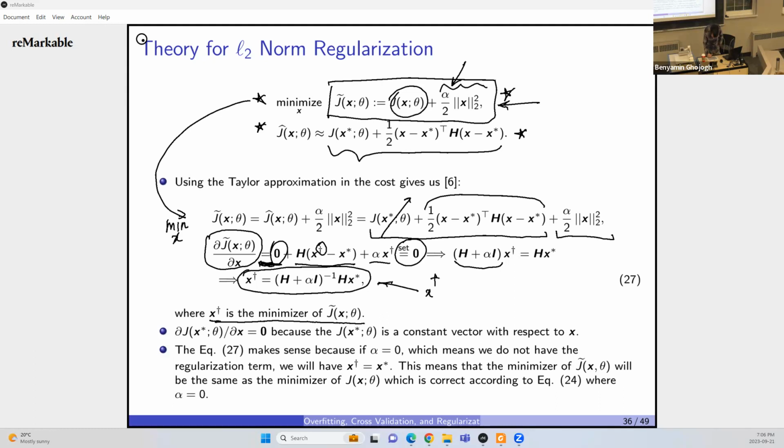Let's calculate it. X dagger becomes H plus alpha I inverse. Sorry, there is no alpha. So it becomes H inverse H X star. What is H inverse H? Identity. So it became X star. So this minimizer of J tilde, which was X dagger, became equal to the minimizer of J, which was X star, as expected. Okay.